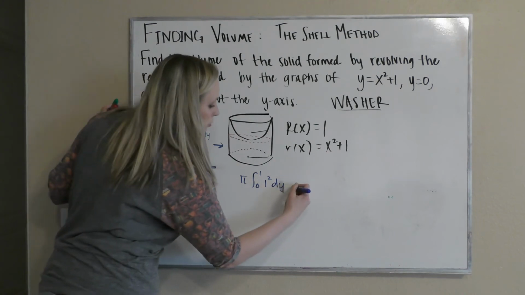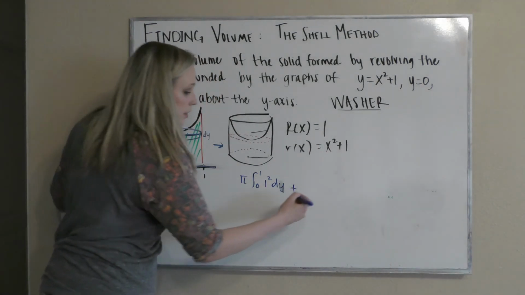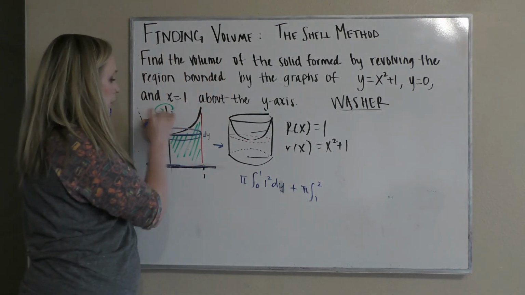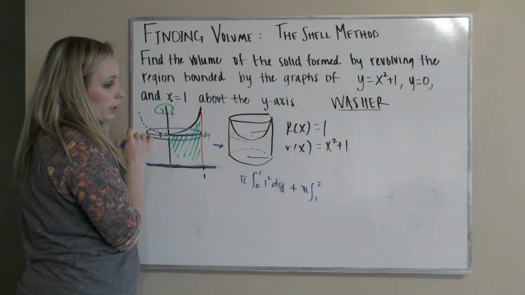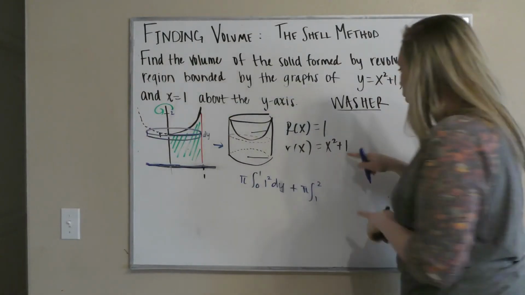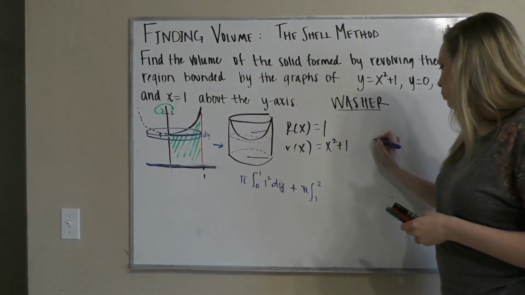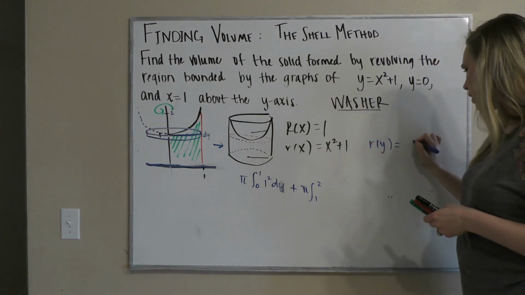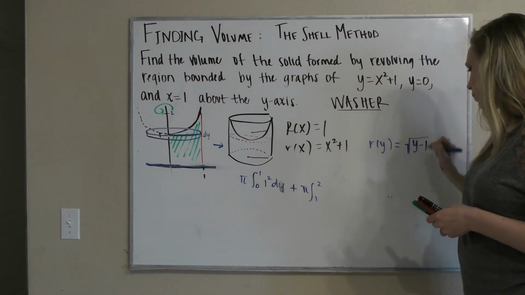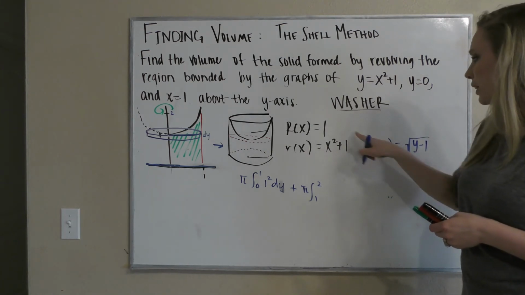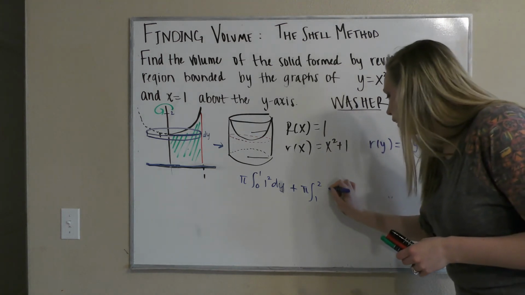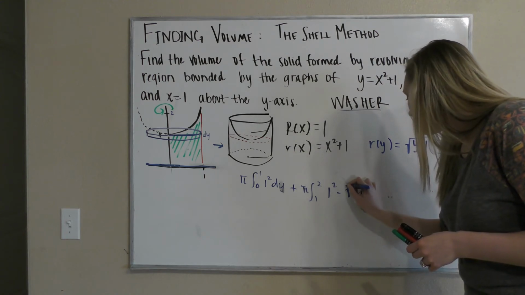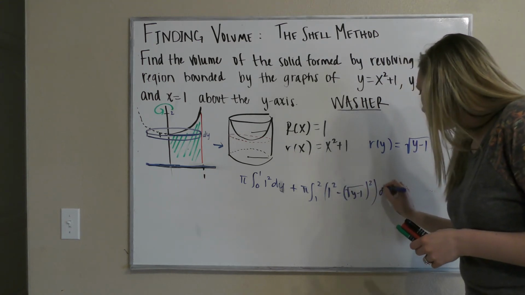And then we have to do the washer method there. So plus pi, now we're going to integrate from 1 to 2. And we have to put this in terms of y. So when we put that in terms of y, r of y is, well, we're going to subtract 1, and then we're going to take the square root. So here's our inner radius. This is still our outer radius. So we'd have 1 squared minus the square root of y minus 1, squared, dy.